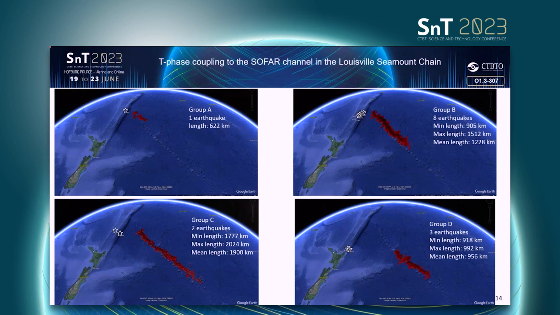in the south. We start seeing consistent patterns, and we can have T phases triggered in areas that can go up to 2,000 kilometers. It's a very long line, and they can be triggered really far from the epicenter.